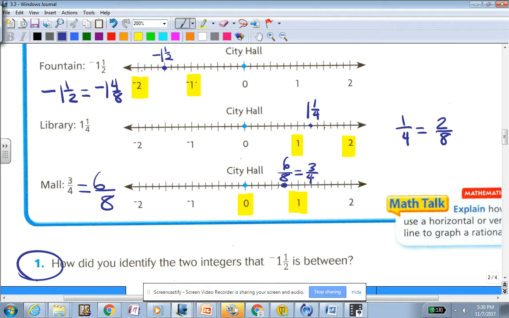In some of the questions today, you are going to have to convert them into an equivalent fraction to allow the plotting of it to be more manageable. All right, best of luck.